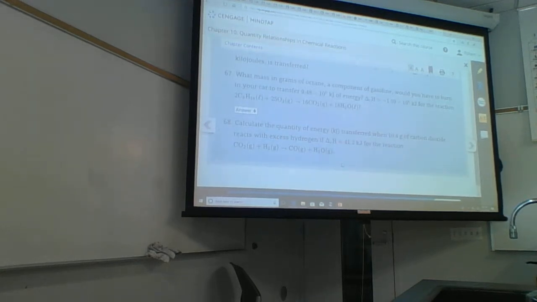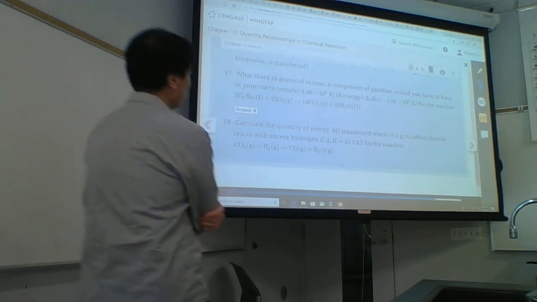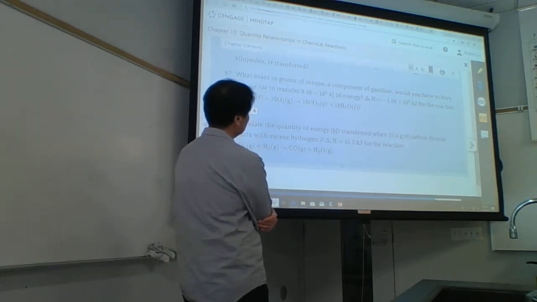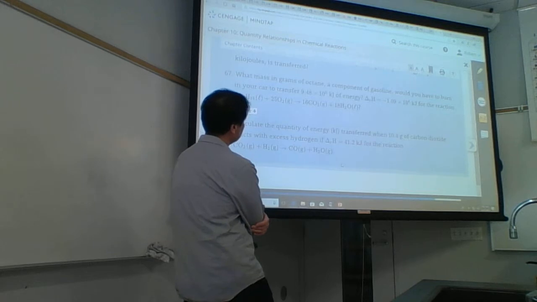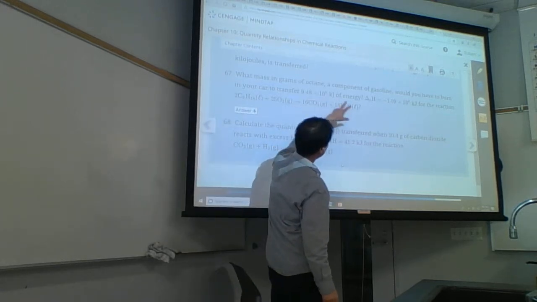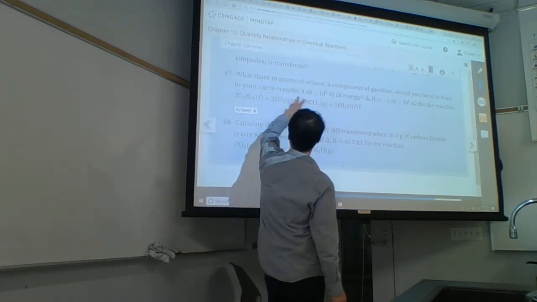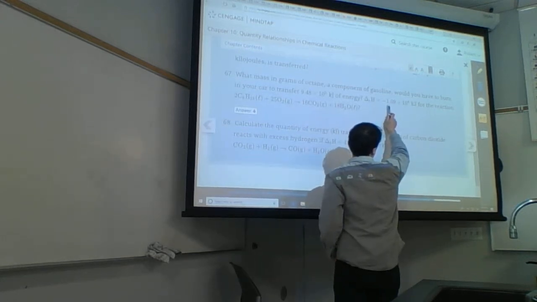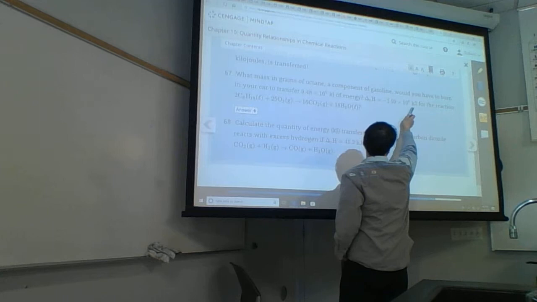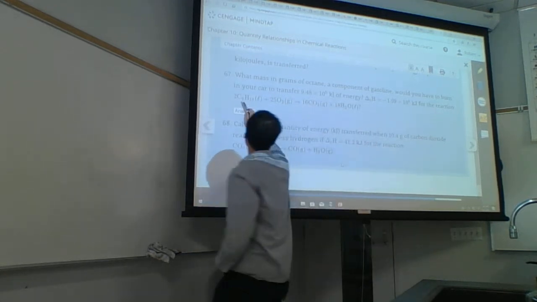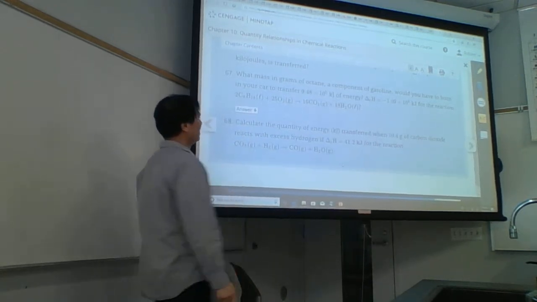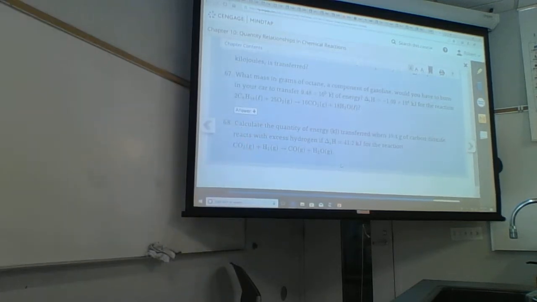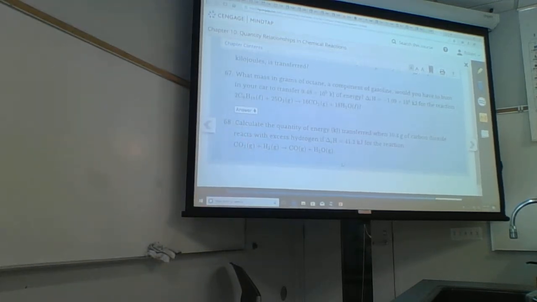67. What mass in grams of octane component would you have to burn in your car? So again, this is going to be kilojoules. We're going to go kilojoules to moles. So we want to go from kilojoules to moles of octane. So when we look at this delta H, it's positive 1.09 times 10 to the 4 kilojoules released for every 2 moles of octane produced. And so that's going to be our conversion factor for every 2 moles of octane.